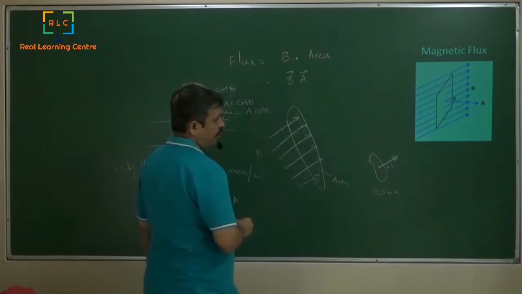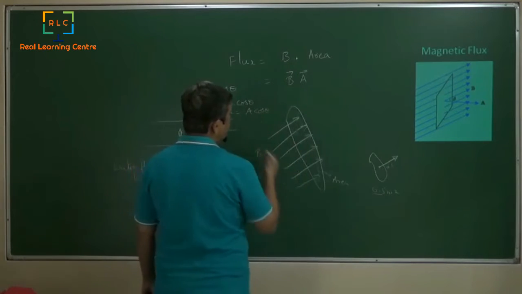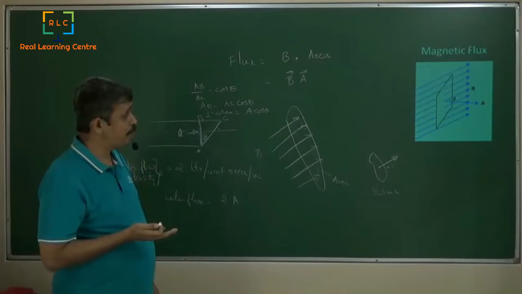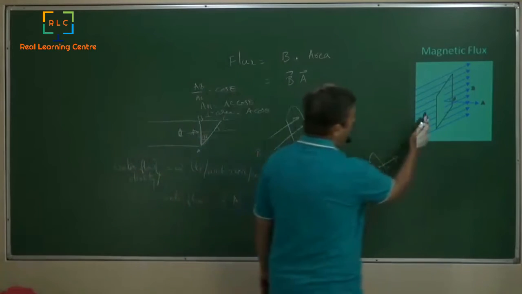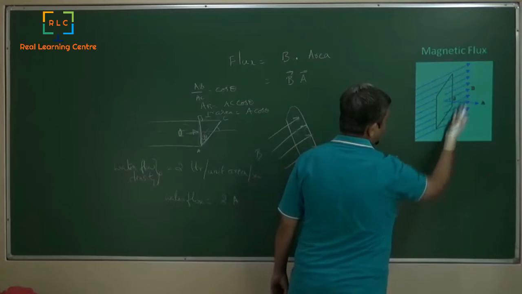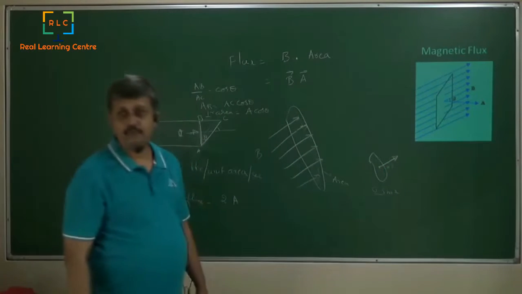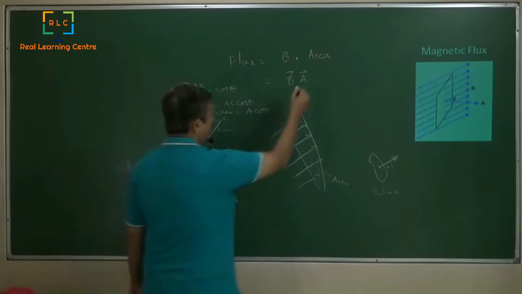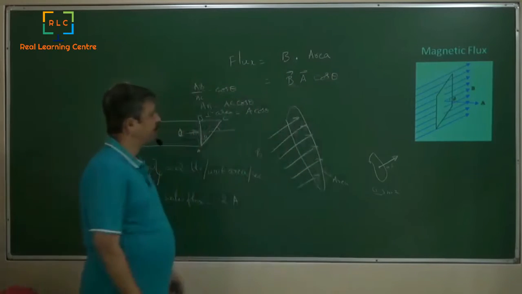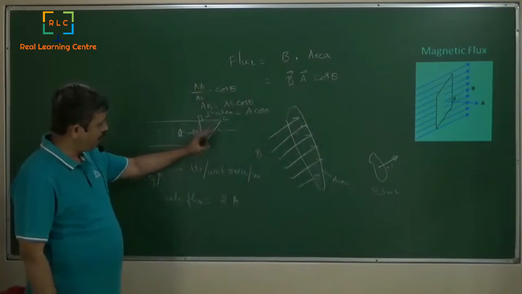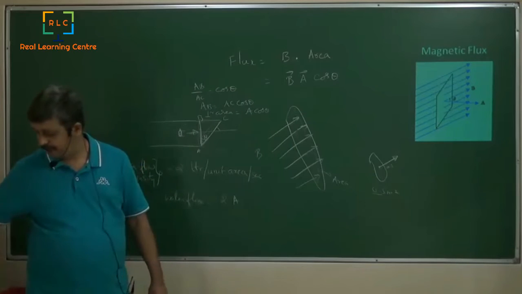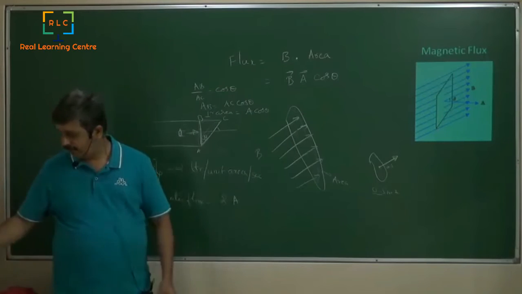This is vector B, already there, and this vector A may not always be perpendicular. In this case, the area vector is this and the B vector is this. So there is an angle between them. So we have to use cos theta, as we did here, like how we had to calculate the perpendicular area. To get the area which is perpendicular to B, we need to do a cos theta on it.